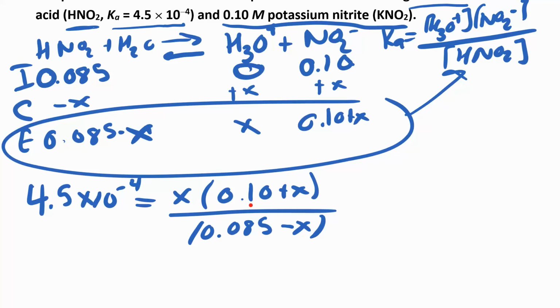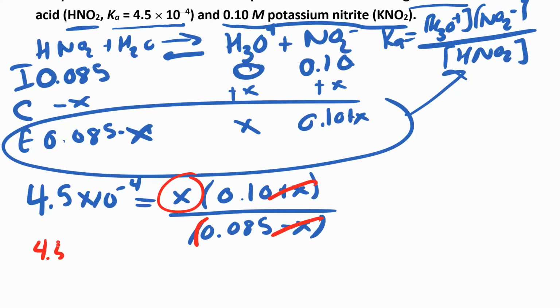So if I add 0.1 plus something really small, it's just 0.1. Or if I subtract whatever x is from this number, since x is so small, it's not going to matter. So I get rid of my x's, and then I can solve for x. For this x, don't get rid of that x. Then you'd get rid of all your variables, so you need that one.